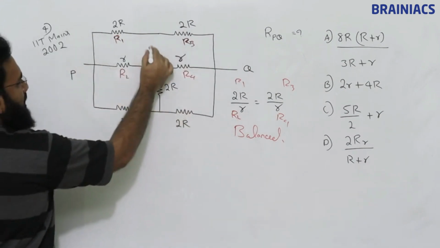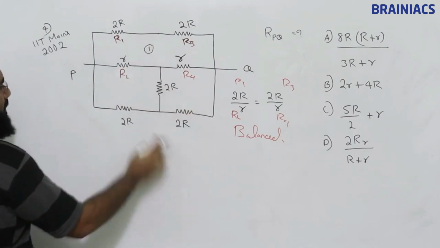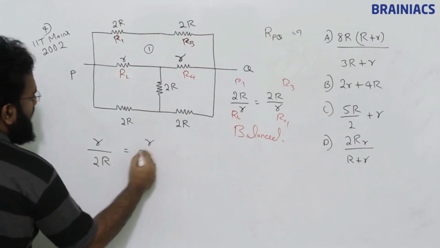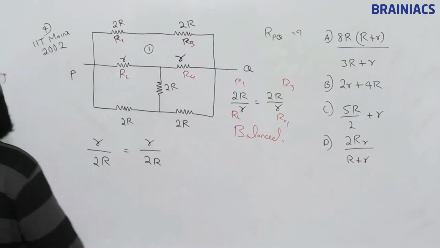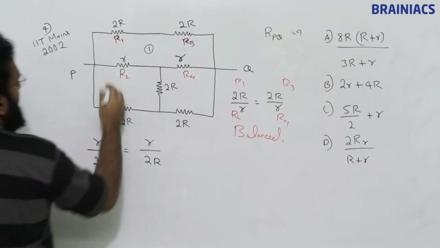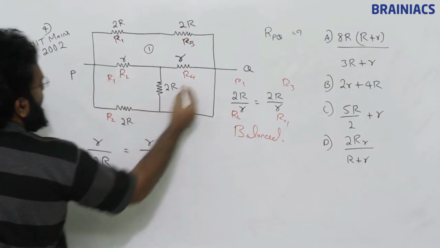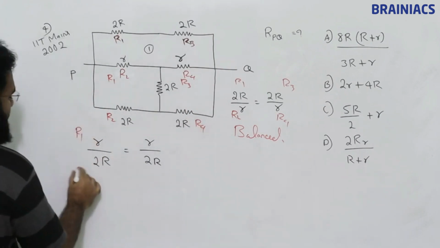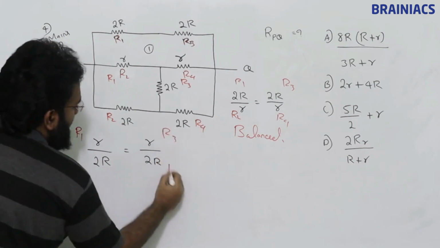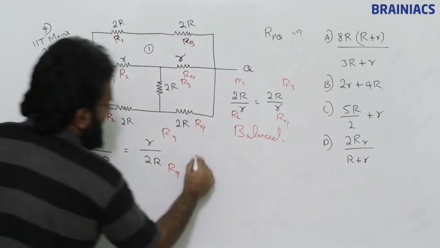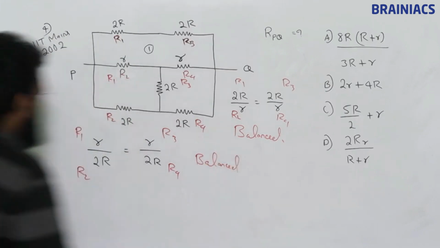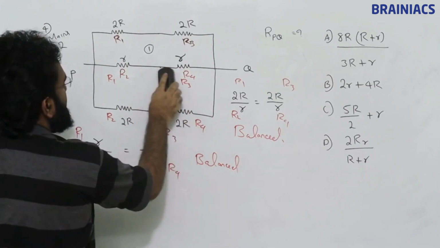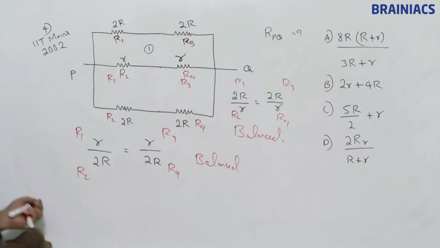Now see the second part, this one. Here I can take r by 2r is equal to r by 2r. This is also r1 divided by r2, and this is r3 divided by r4 in our Wheatstone's bridge. r1, r2, r3, r4, balanced. This is also balanced. So what can I do? I can remove this one. Now this is easy, na?